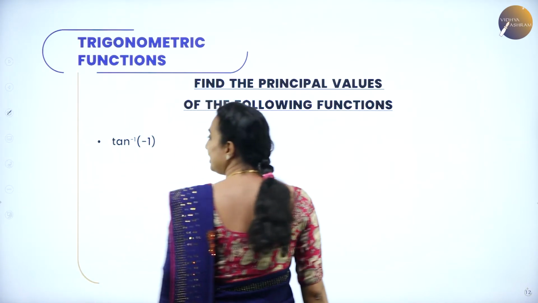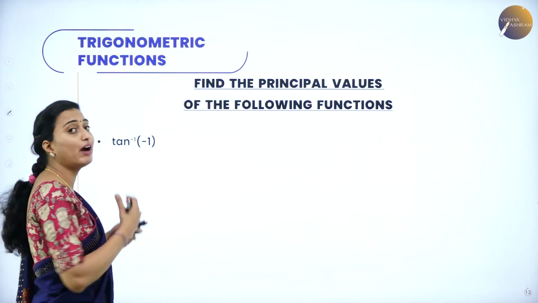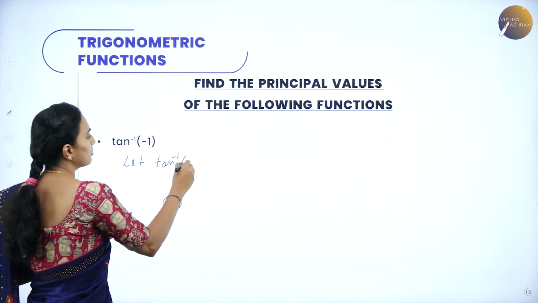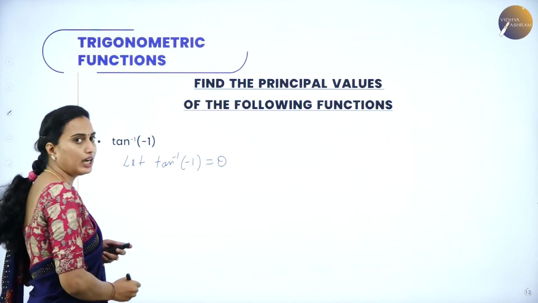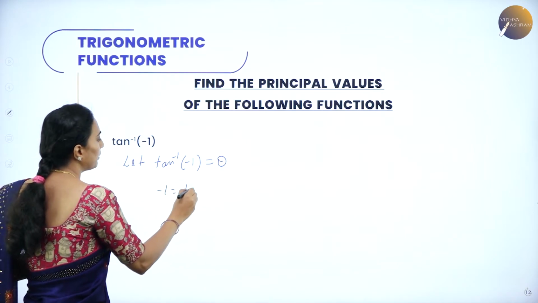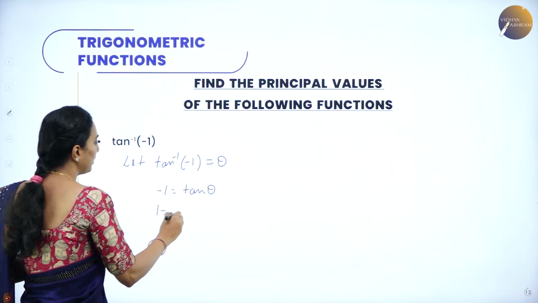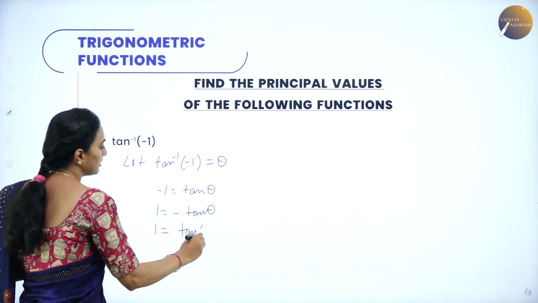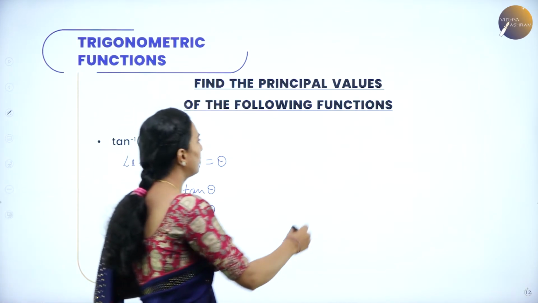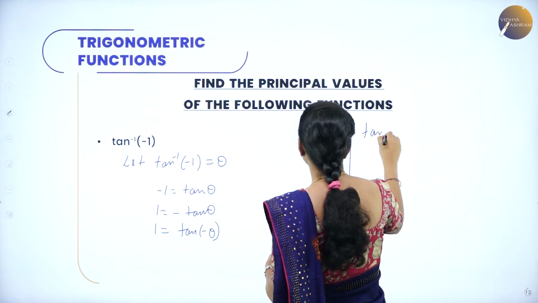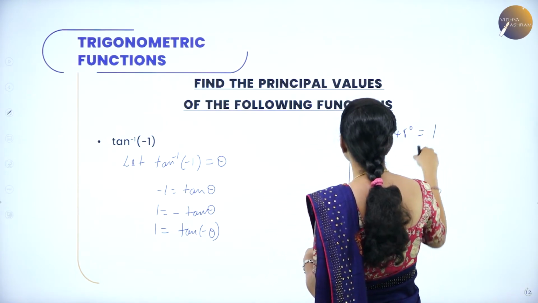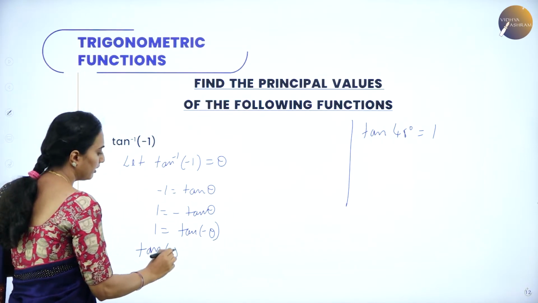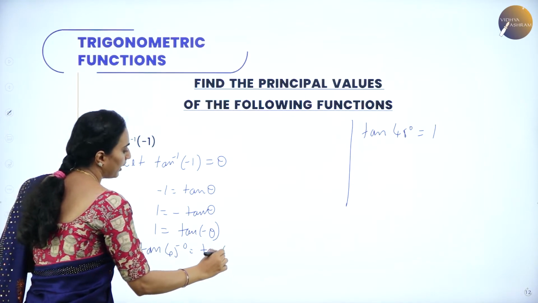Next, you have tan inverse of minus 1. Let me find the value of this one. Let tan inverse of minus 1 be equal to theta. Otherwise, minus 1 is equal to tan theta. Otherwise, 1 will be equal to minus tan theta, or 1 will be equal to tan of minus theta. And what is tan 45 degree, isn't it? Tan 45 degree is 1. So I write it here: tan 45 degree is equal to tan of minus theta.